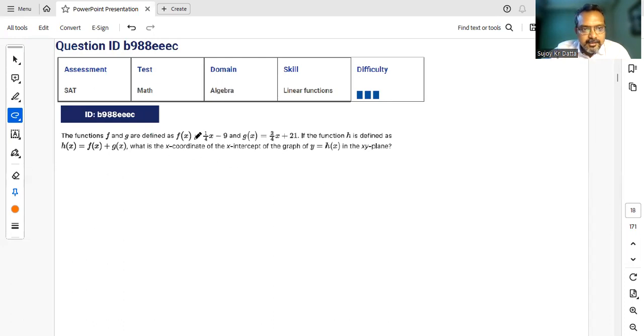The functions f and g are defined as f(x) is x over 4 minus 9, g(x) is 3x over 4 plus 21. If the function h is defined as h(x) equals f(x) plus g(x), so we'll just add them. Let's figure out what is h(x). So x over 4 minus 9 plus 3x over 4 plus 21. So x over 4 and 3x over 4 add up to 4x over 4, which is x, plus 12. Okay, h(x) is x plus 12.